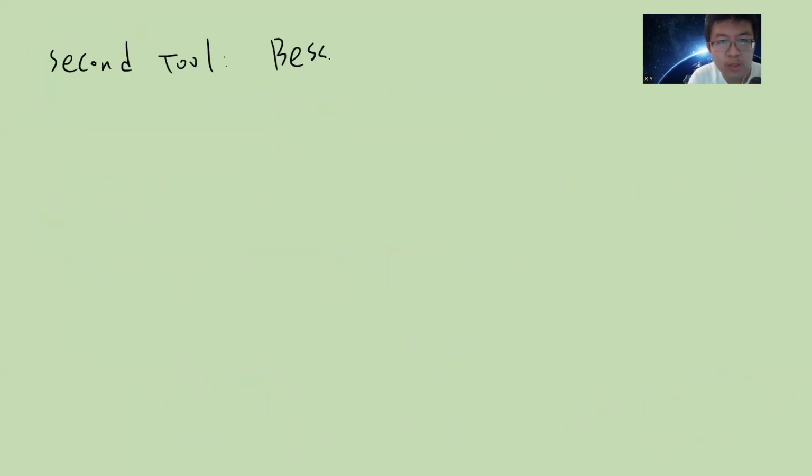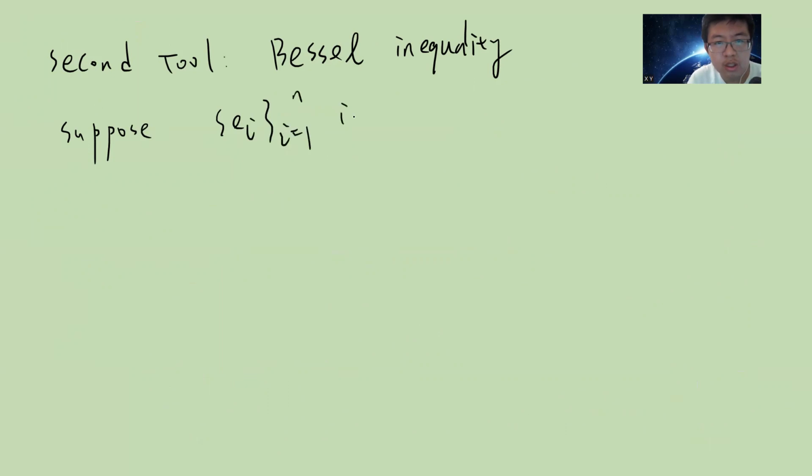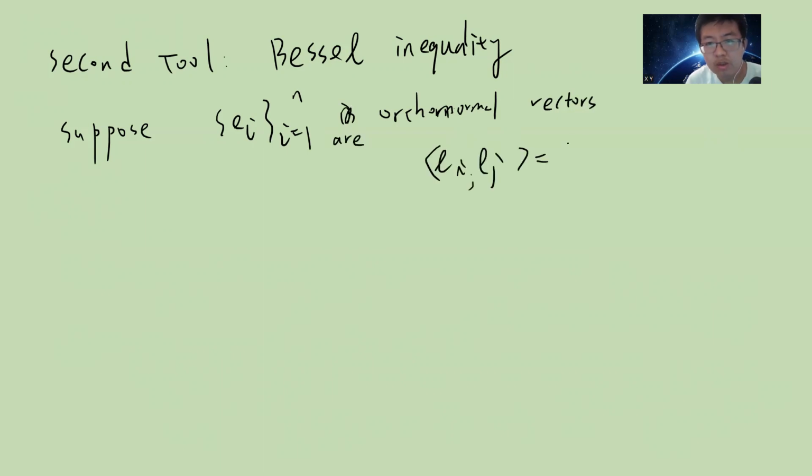The second tool is called Bessel's inequality. This is very simple. Suppose e_i, from 1 to n, are orthonormal vectors, which means that ⟨e_i, e_j⟩ equals delta_ij.